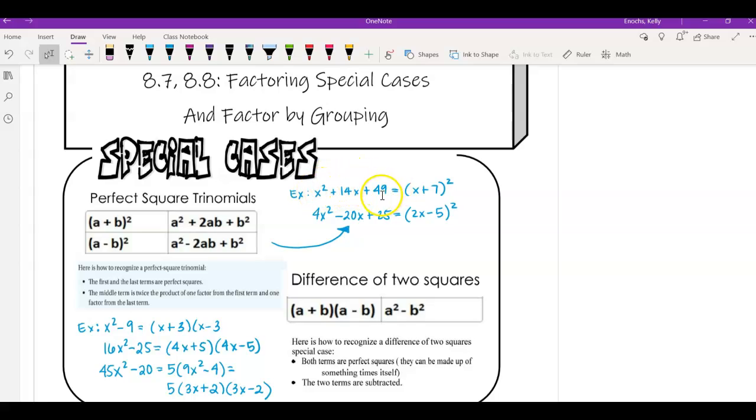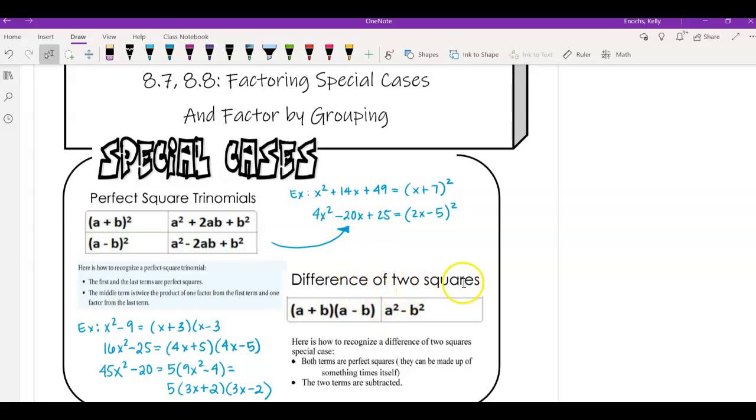So once you have identified it as a perfect square trinomial, finding the answer is quite easy. You take the square root of the first term, square root of the second term, and then write it as a squared group. Remember, the sign of the middle term, plus or minus, tells you the sign that shows up in your parentheses. So in the first example, square root of x squared is x, square root of 49 is 7, and I know it's plus 7 because it's plus 14. In my second example, the square root of 4x squared is 2x. The square root of 25 is 5. I know it's a minus sign in the middle because it's minus 20.